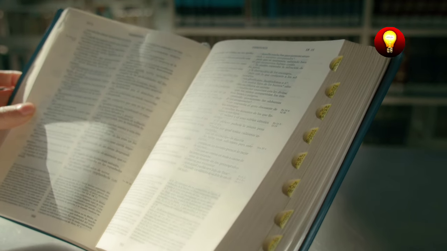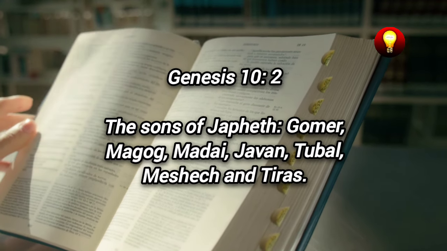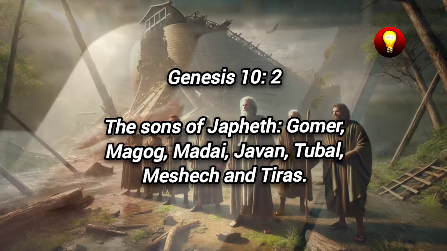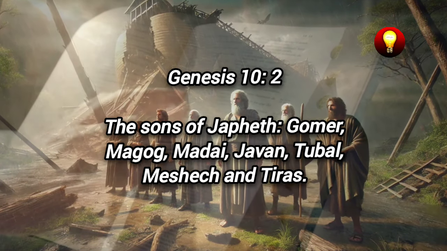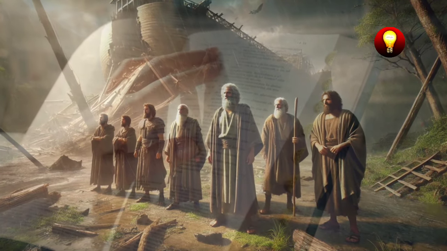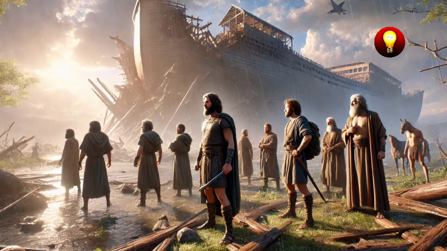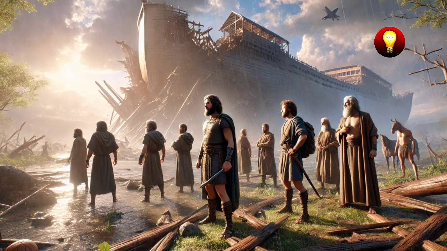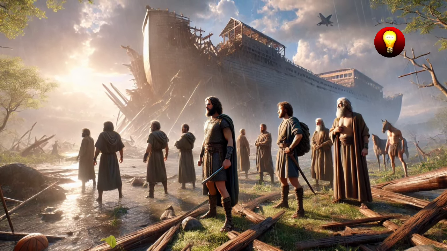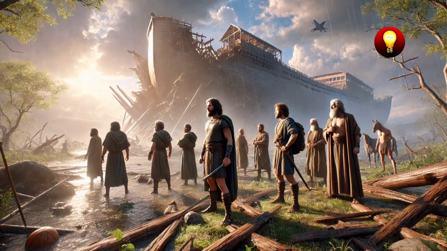Let us continue reading verse 2. The sons of Japheth, Gomer, Magog, Madai, Javan, Tubal, Meshech, and Tiras. This is the beginning of the lineage of Japheth, who had behaved with filial respect towards his drunken father.